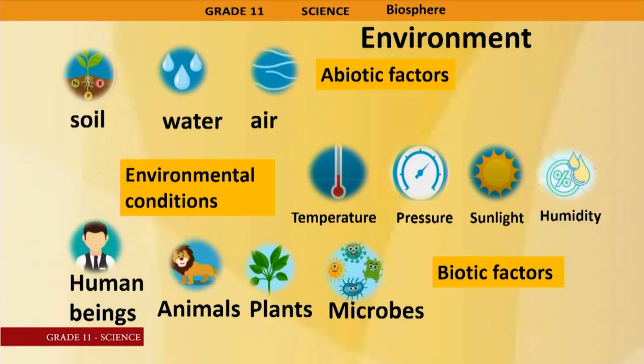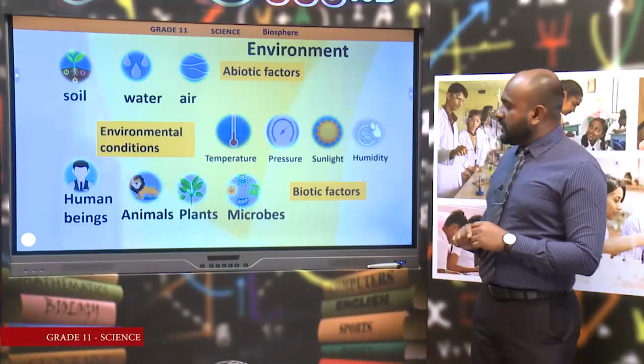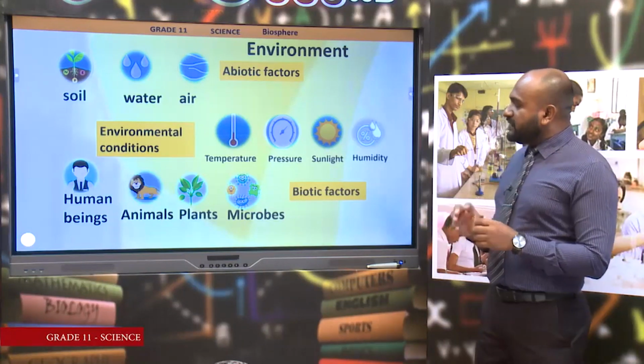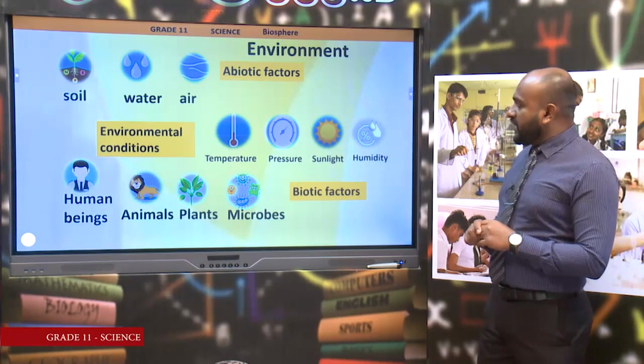Meanwhile, there are environmental conditions, temperature, pressure, sunlight, humidity. Now I think you can get a complete picture about the environment. It's not just about one thing, it's about all of these things. Now, as a result of the interactions among these things only, we get the environment, and as a result only organisms survive.